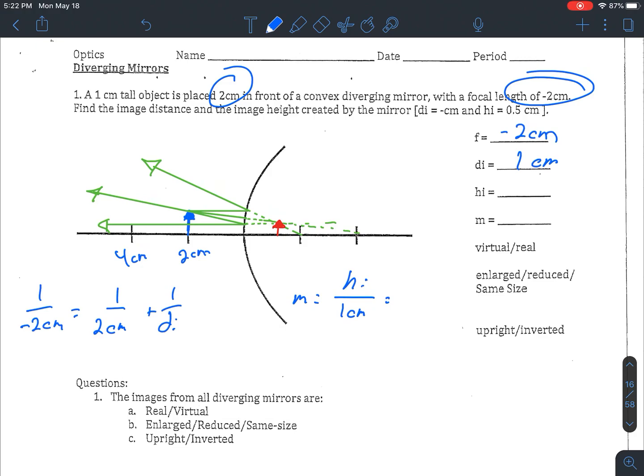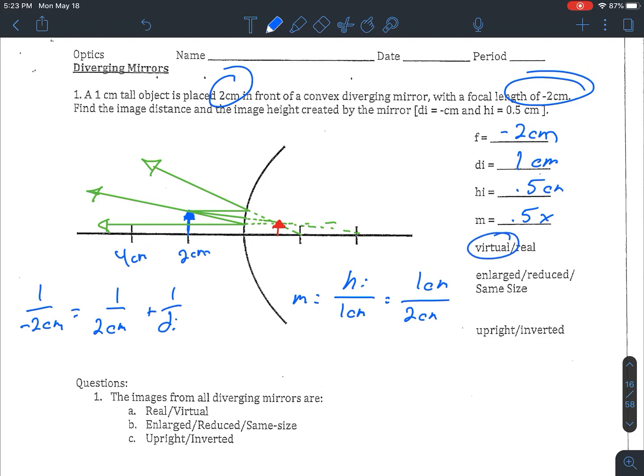Our image distance, which we calculated, was 1 centimeter. And our object distance, which we were given, was 2 centimeters. So real quick math, we see our magnification is going to be 1/2. And simply because our object is 1 centimeter tall, our image height is going to be 1/2 centimeter.